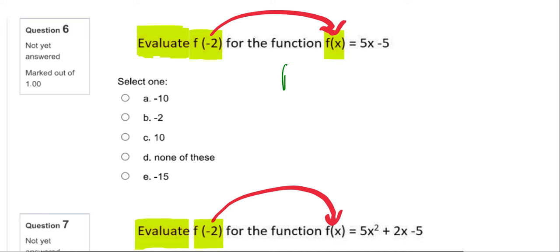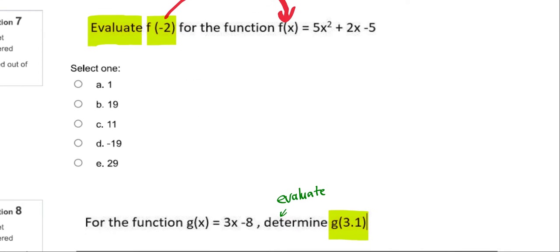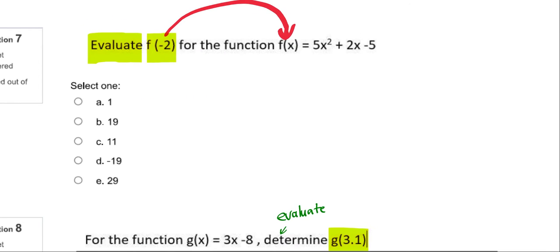So we take 5 times -2 minus 5. 5 times -2 is -10, and -10 minus 5 is going to be -15, which is E. All we're doing, if it says evaluate f of -2 for f of x, means when you put that -2 that's in the brackets there, that just gets shoved into the x variable. Just evaluate, nothing tricky. Next, evaluate f of -2 for this other function.